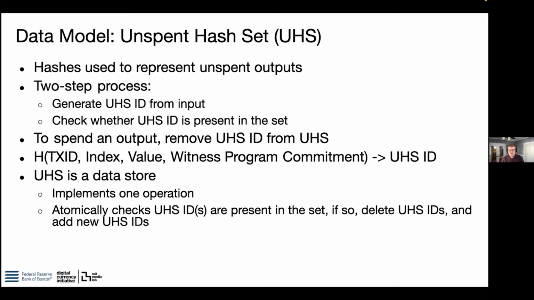So, as said in the title, unspent hash set, what we implement is a set of hashes. And so in a transaction, we're going to have this two-step process. We're going to take an input, generate this UHS ID from it, and simply check whether a UHS ID is present in the UHS. And then to spend an output, all we have to do is remove the UHS ID from the UHS. And we generate a UHS ID by simply hashing the input data. So the out point, the TX ID and index, the value and the witness commitment put into, say, SHA-256 to generate a UHS ID.